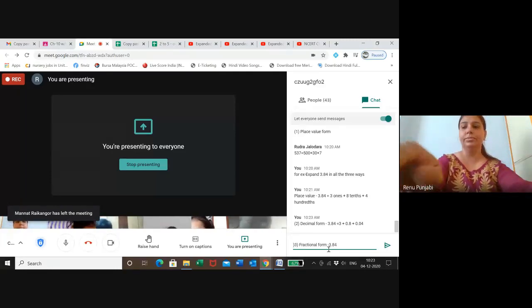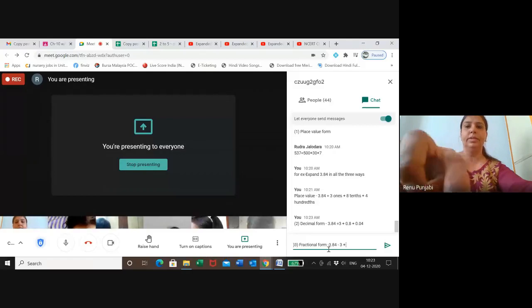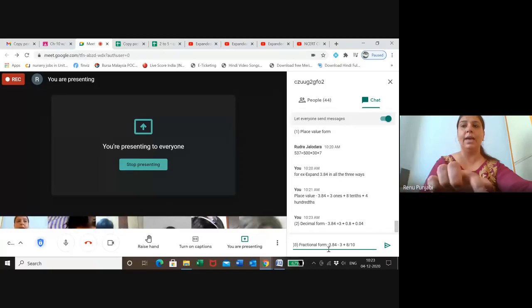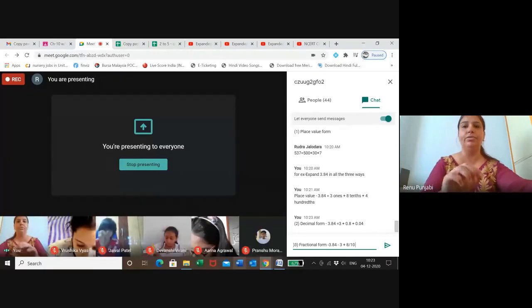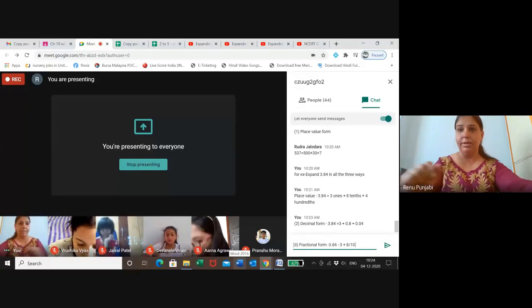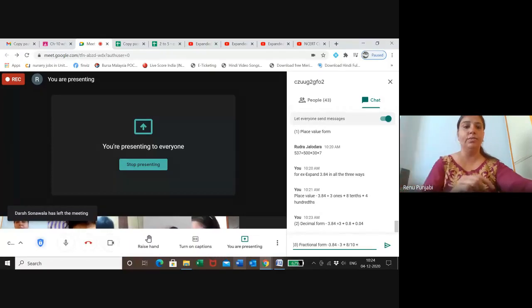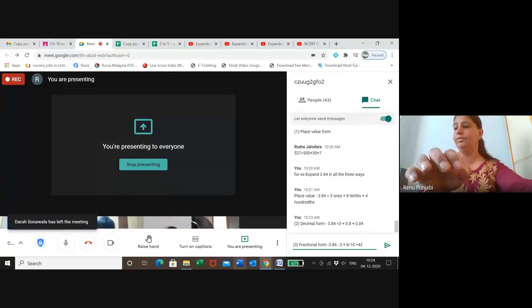3.84 is 3 plus 8 upon 10 as the denominator. For divide line, I am using slash, but you have to use the upon line and then write 10 as the denominator. 3 plus 8 upon 10 plus 4 upon 10. Sorry, 4 upon 100.